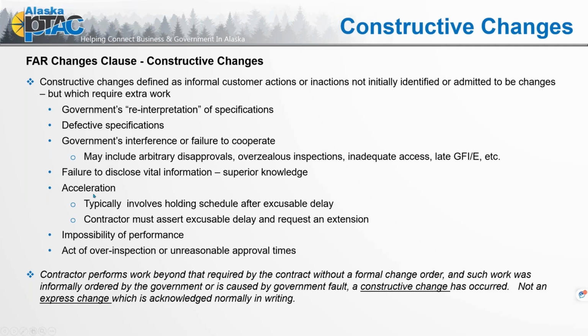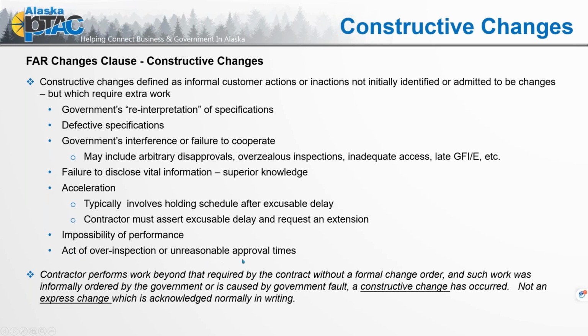Failure to disclose, acceleration. So the agency comes back and says, nope, we need to have it done faster. Typically this involves holding schedule after excusable delays, such as COVID and all the things at the beginning of 2020 when COVID hit. We had all of our excusable delays, yet we still had to have work completed on time. So that is a constructive change. It impacts your cost and performance timelines. The contractor must assert excusable delay and request extensions under acceleration. Impossibility of performance, again, constructive changes.